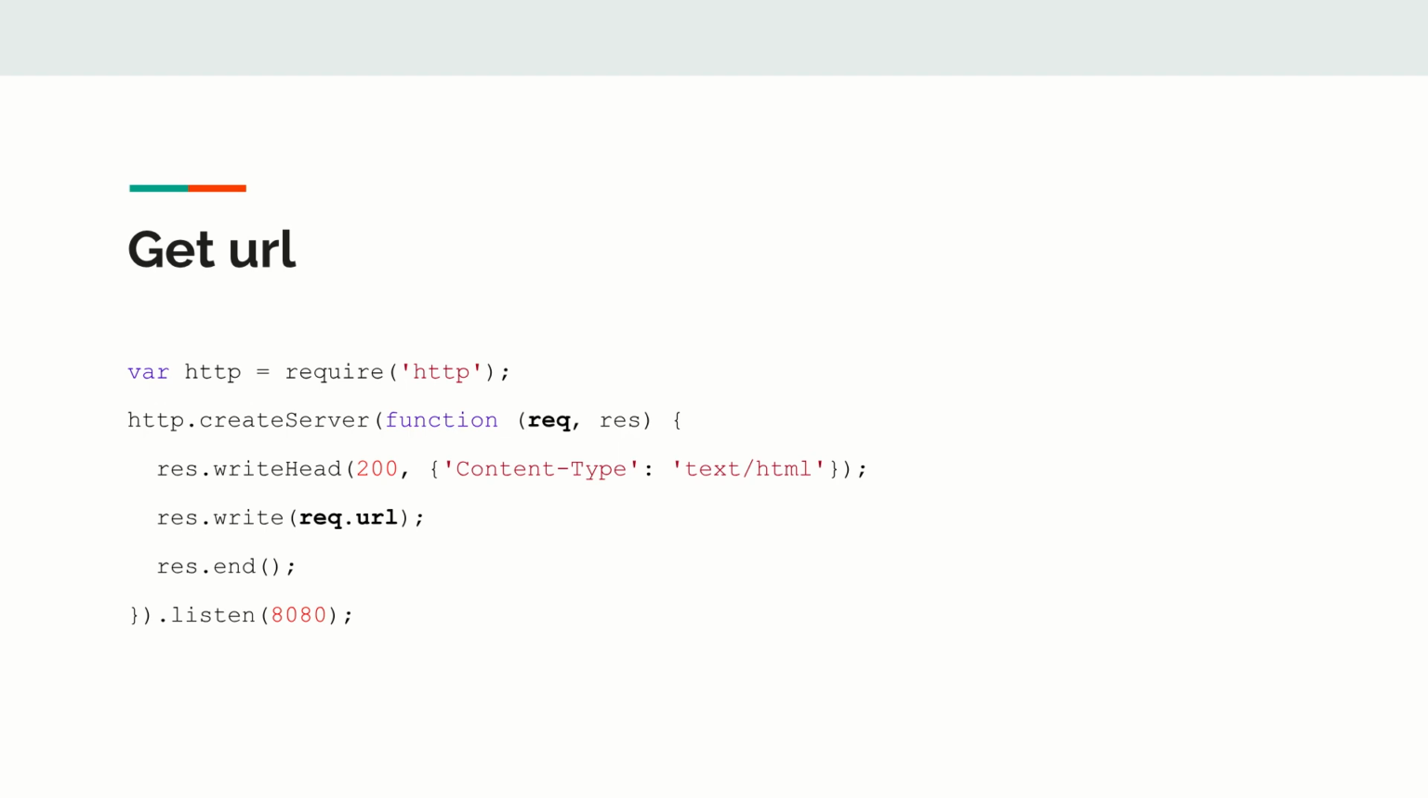So you are creating a server, and it takes two arguments. One is request, another one is response. The request is what the client makes. Let's say it goes to www.blablabla.com, to your website. That's actually a request, and the response is what you get.